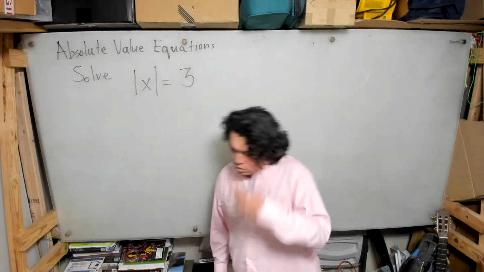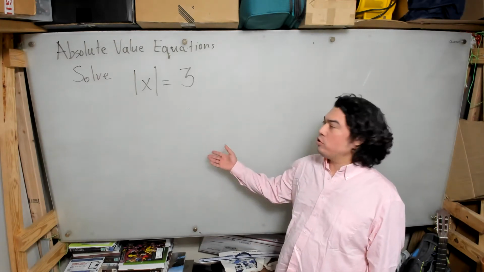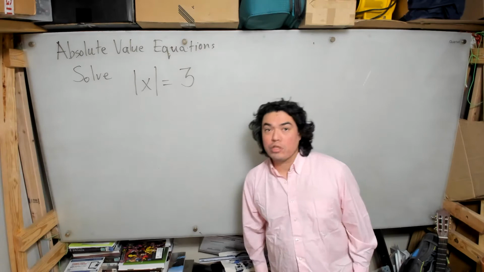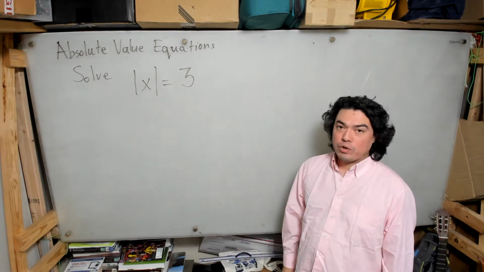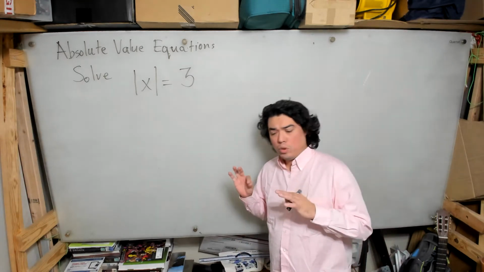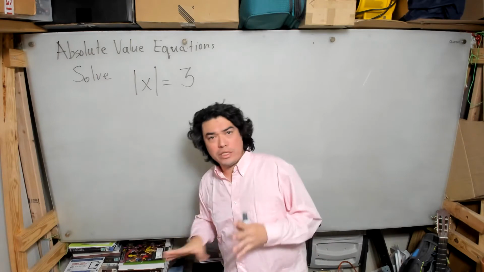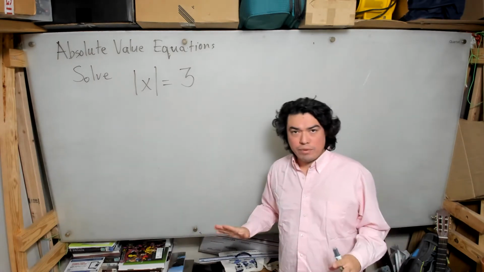Hello. So now this will be the first video in this section on absolute value equations, where we talk about how to solve algebraic absolute value equations. Now, I know we've already seen this example in particular, and we already know the solutions are x equals 3 and x equals negative 3, okay?